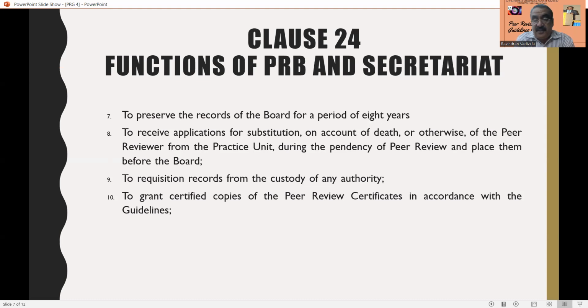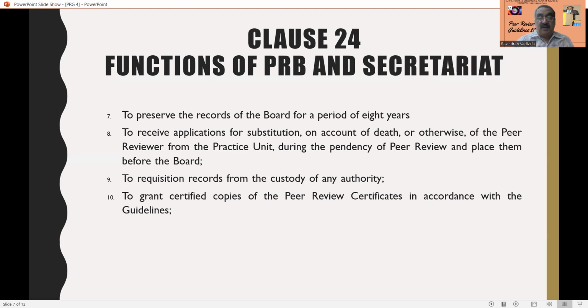To receive the application for substitution on account of death or otherwise of the peer reviewer from the practice unit during the pendency of peer review and place them before the board. Suppose after appointment the peer reviewer dies, then the practice unit has to make an application for substitution of the peer reviewer. Then the secretary, on receipt of the application, has to forward the same to the board for the substitution.